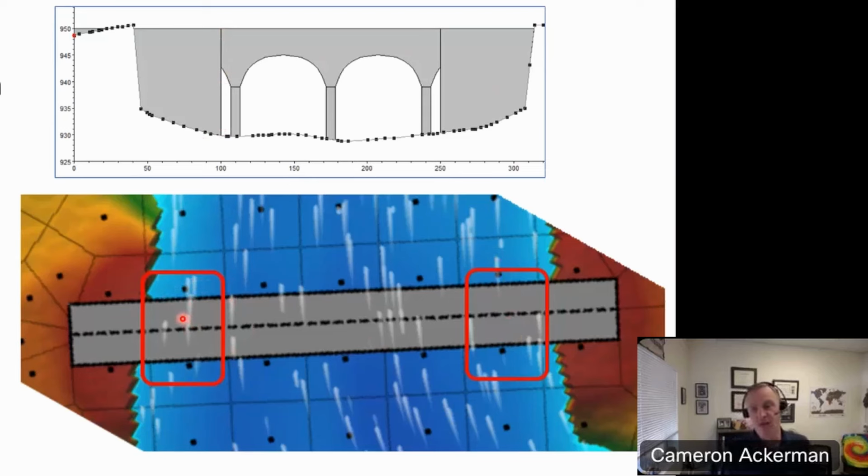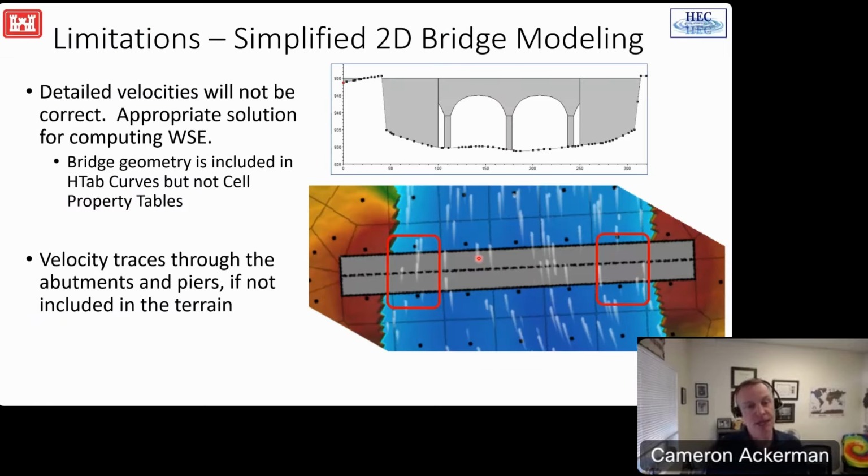The curves know about it, but the mapping engine and the 2D engine do not know about it because any faces that are under the bridge deck, the property tables are not modified for the 2D engine. So that's the limitation of this method, but I think it's robust enough for most modeling applications. If you need detailed bridge hydraulics, then you'll want to switch to the other approach that Alex Sanchez has been spending a great amount of time on, adding to RAS and improving.